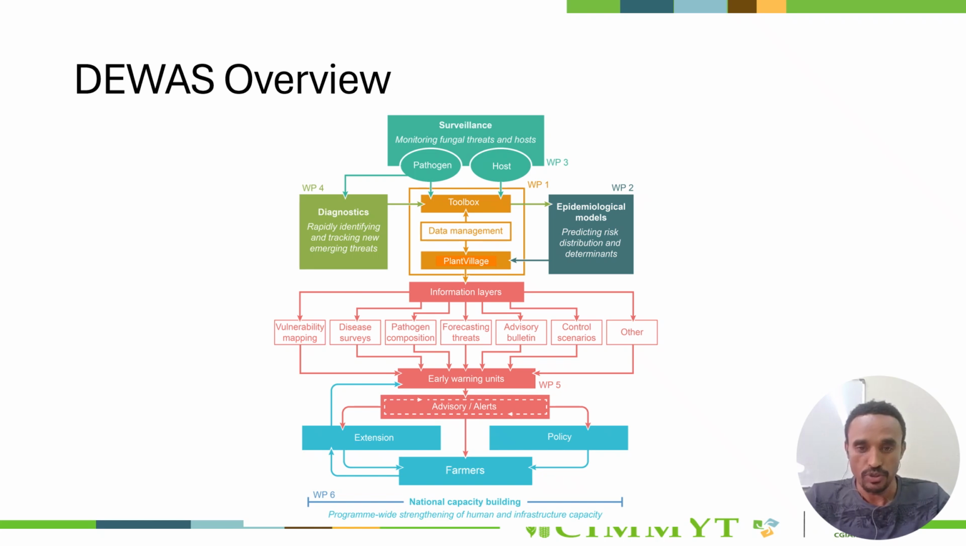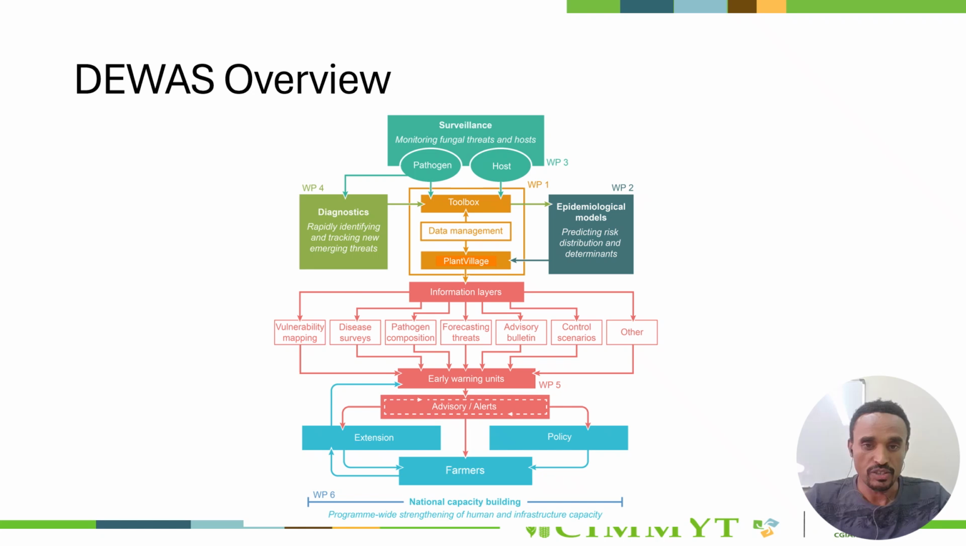I'm sure you have seen this picture in the previous presentations, but it's just to show that the DWAS project is composed of 6 work packages where surveillance of the pathogen and the host landscape is one of the key activities in the DWAS project.